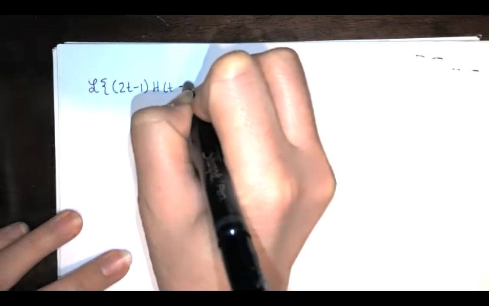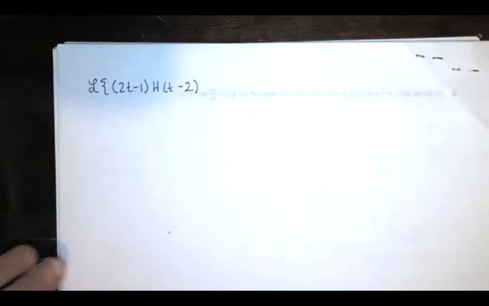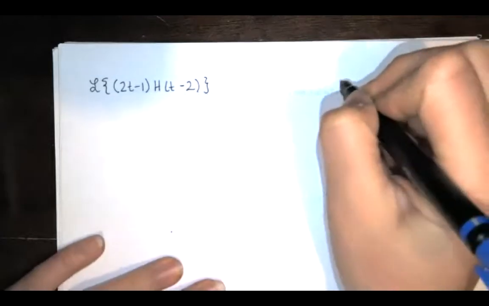In this video, we're just going to compute the Laplace transform of 2t minus 1 times the Heaviside function at t minus 2. Now notice we've got a function of t times the Heaviside function at t minus 2. That means I am going to use this entry in the table.